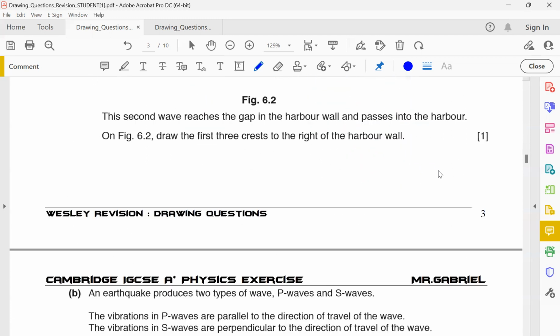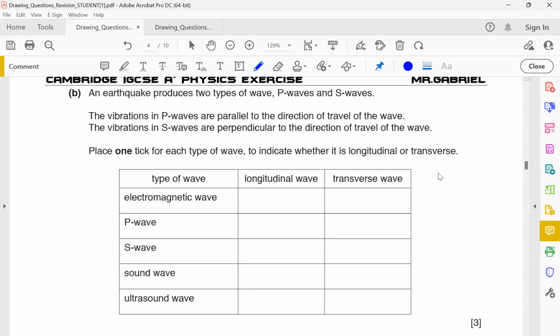Okay. Then after that, this one here. Guys, I think some of you did not hear me say this before because it was not included in my notes. P waves are what waves again? We just went through this yesterday for those who were here. They are longitudinal waves, and S waves are transverse waves, right?